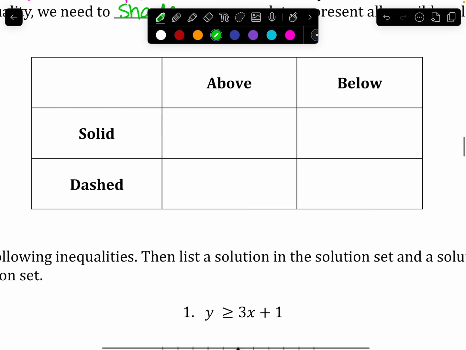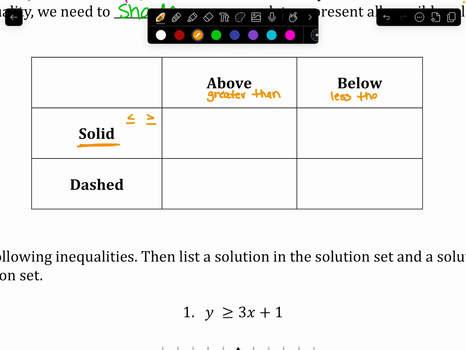So anytime that we are talking about graphing two variable inequalities, you can make this little table for yourself to help you know what you're going to do based on the inequality that you see. So solid lines have to have an equal sign on them. Dashed lines will not have an equal sign. So our solid options are either going to be less than or equal to or greater than or equal to. Okay? Above means I'm going to be shading above my line, and that's going to be greater than. So I'm going to put over here greater than.